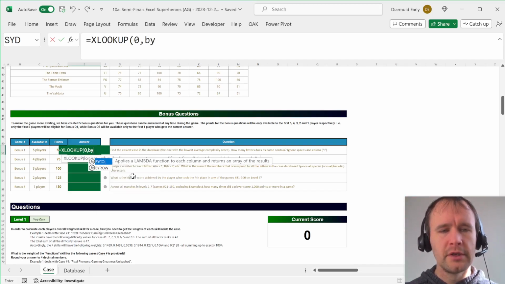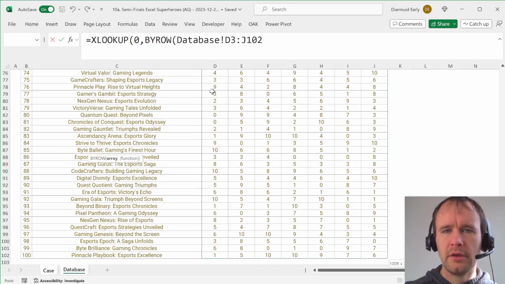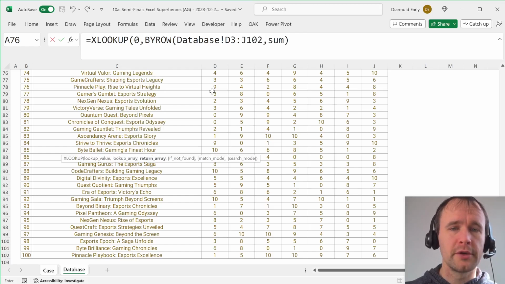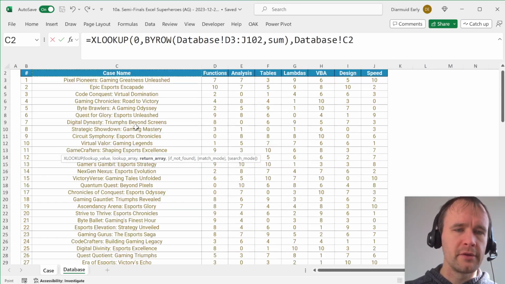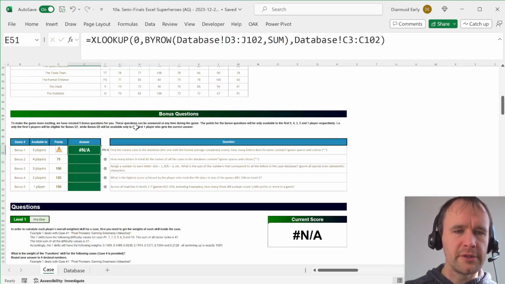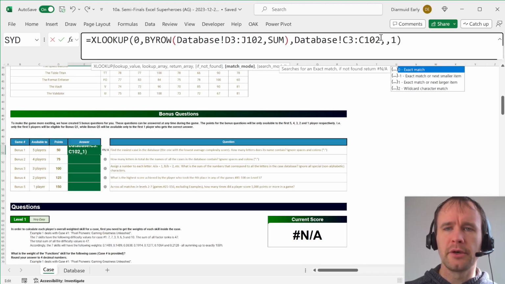So the average scores, we can just do by row of this list, and you could say average, but sum will give you the same answer. It's slightly shorter to type. And then the return array is going to be this list of case names. I'm just going to return that first, oops, sorry, I have to say exact match or next larger item.